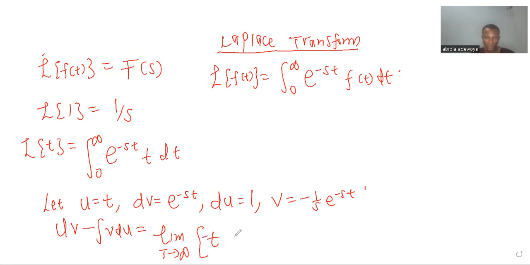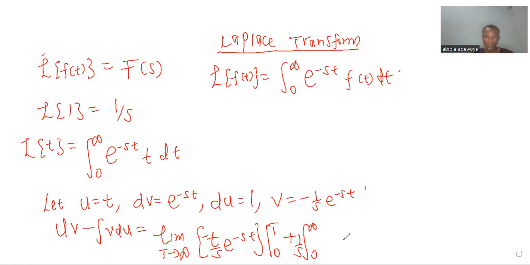That's minus 1 over s exponential minus st. Our t is tending to infinity, so it means we are evaluating from 0 to t, where t is tending to infinity, minus the integral from 0 to infinity of v du. Our v is minus 1 over s, so the minus will make this positive. That will give us plus 1 over s.